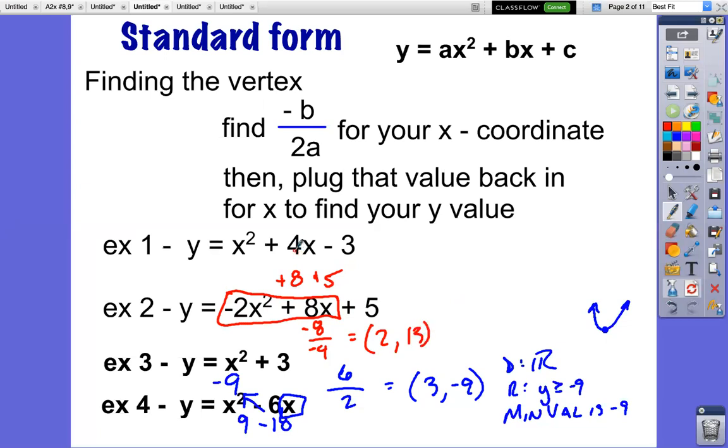Let's do it again up here. Opposite of B is negative 4 over 2 times A is 2. So when I plug in negative 2 squared is 4. So after I account for these two, negative 4 minus 3 is negative 7. If that shortcut eludes you, just plug it in.